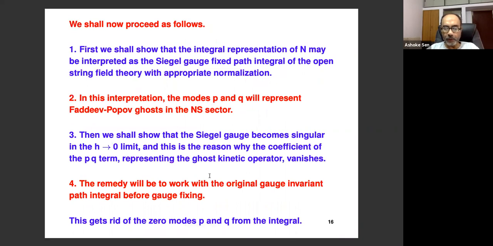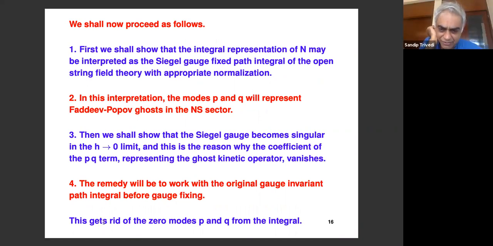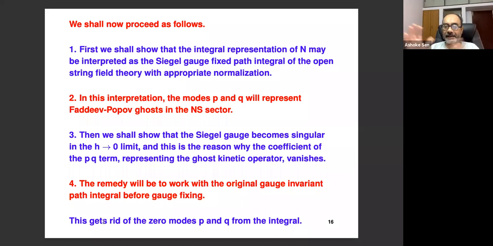So the remedy will be to work with the original gauge invariant path integral before gauge fixing. Where you write this as an integral over the full set of fields, not the gauge fixed fields, and divide by the volume of the gauge group. So that's the way you rewrite this path integral. This is in string field theory. But in this case, string field theory will just consist of a few integrals, just 0-dimensional integrals.